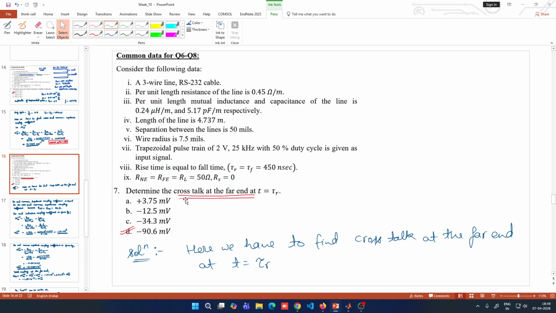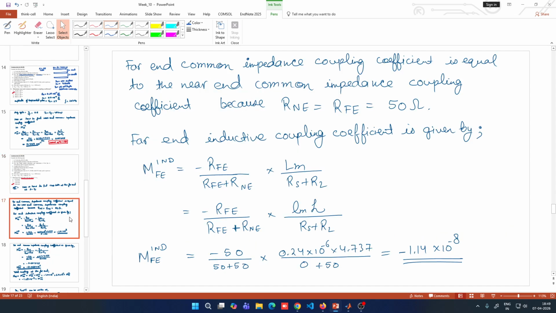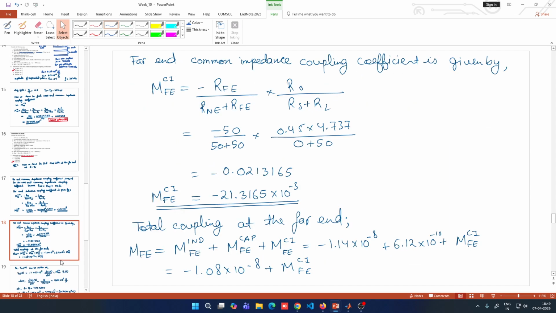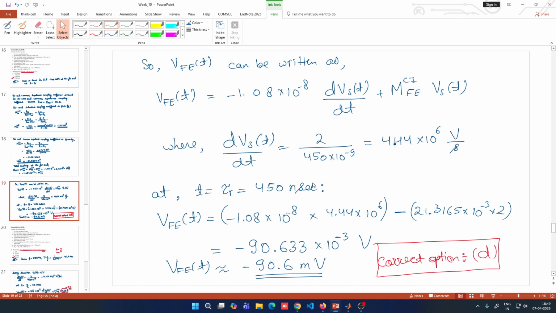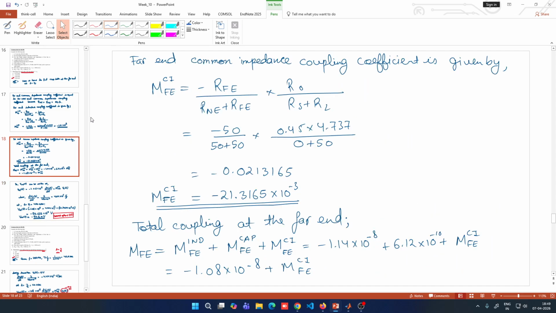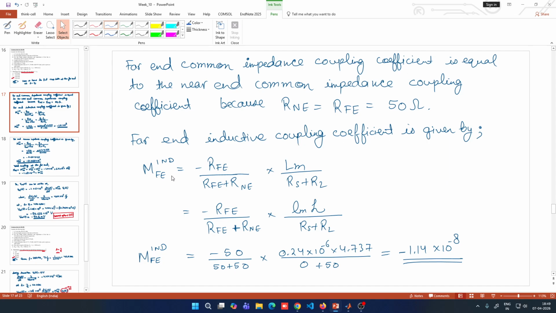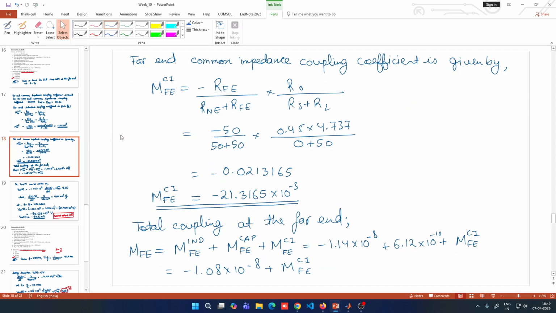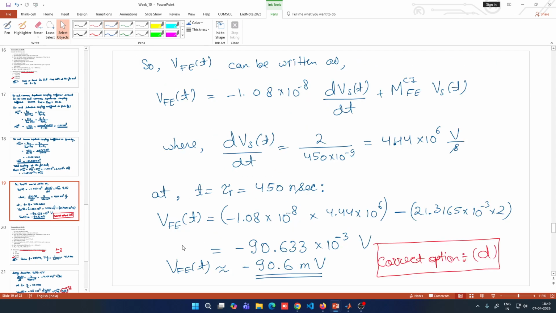And in question number 7, we have to determine the crosstalk at the far end when the time t is tau r. So for that we have to find the voltage, which will be the sum of all these three: mutual inductive coupling coefficient, far end inductive coupling, far end capacitive coupling, and the far end common impedance coupling coefficient. The sum of all these three, and then the voltage at the far end is given by this multiplied with the slew rate. So I hope this question is clear.